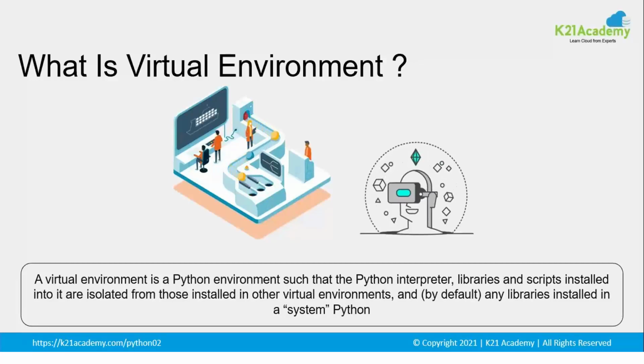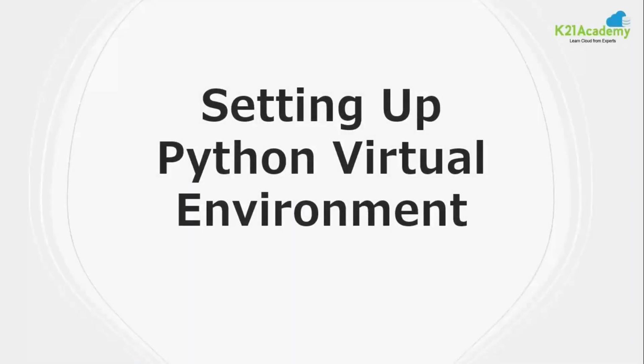Let us now quickly see how you can set up a Python virtual environment. Make sure you have a strong internet connection and a good system with a good configuration. Ideally it is required that you have 4 GB of RAM, but if you're working with machine learning and deep learning, then you might need a minimum of 8 to 16 GB of RAM. Let me now quickly show you how you can install Anaconda on your system.